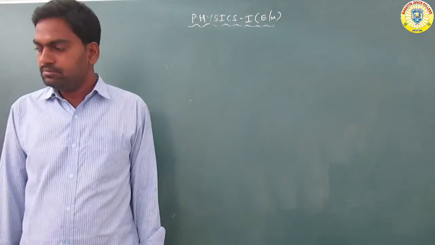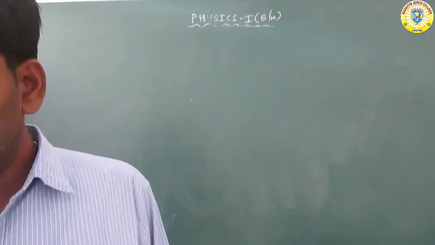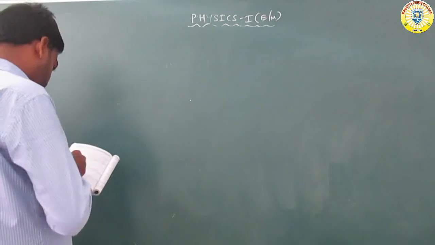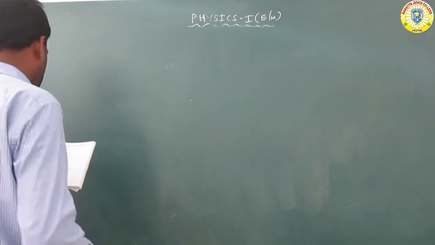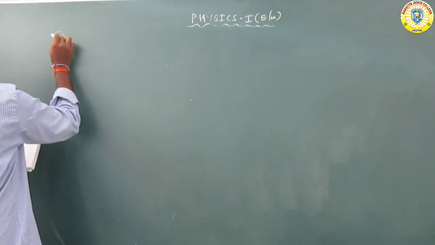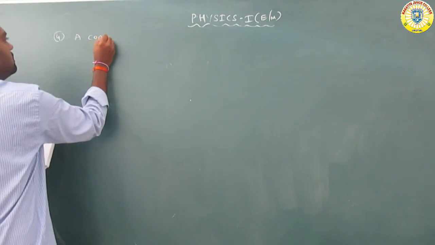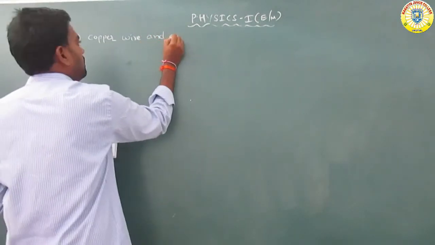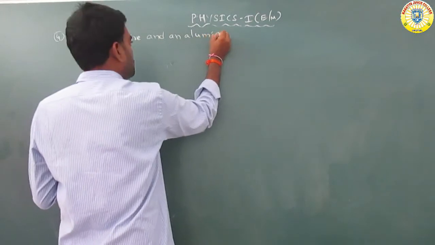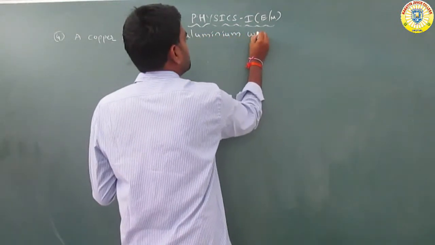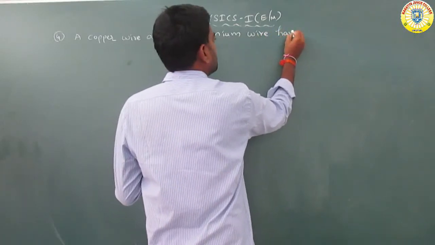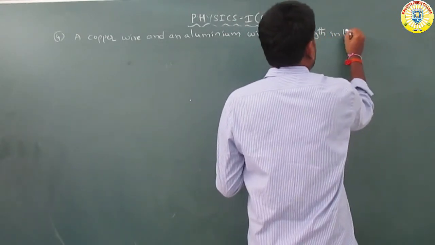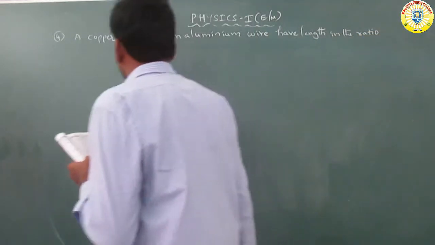Next problem, the fourth problem. Take a copper wire and an aluminium wire, with their lengths in the ratio 3:2.